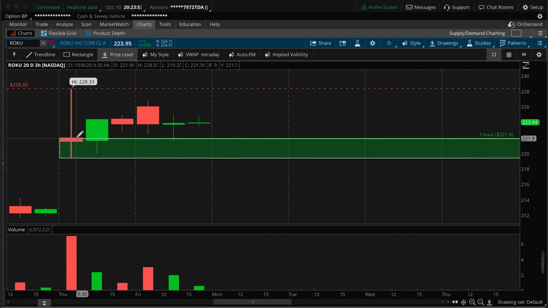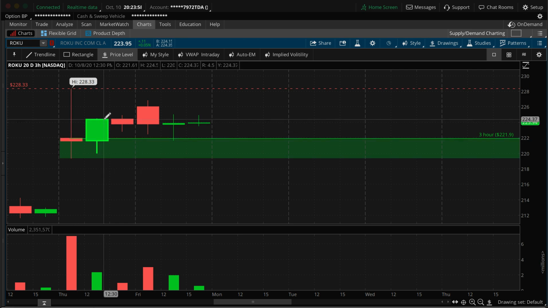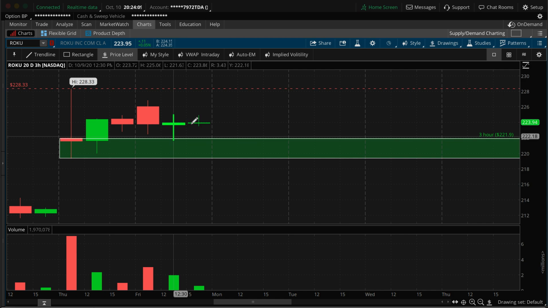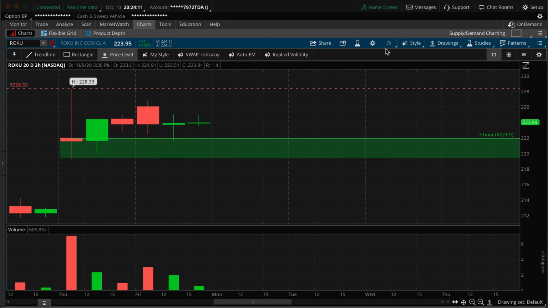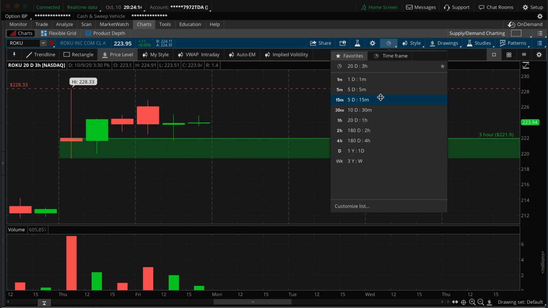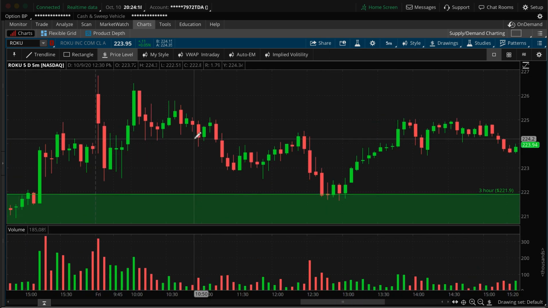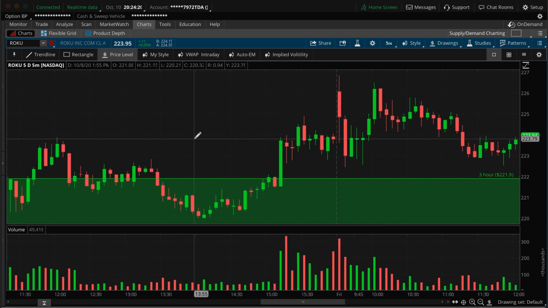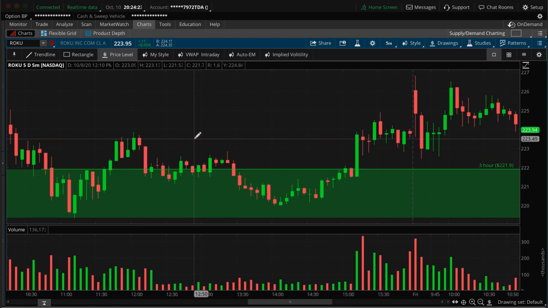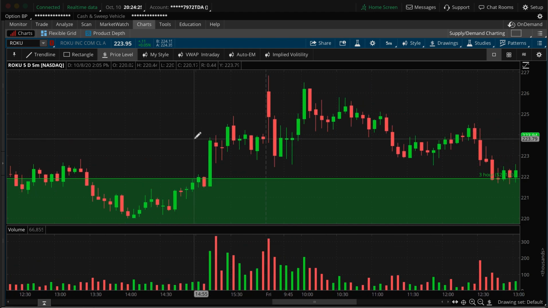It wasn't the strongest zone because we rallied from 221 to 224. So it was only a $3 move. But as you can see, on Friday, we came down, tested this zone, and then bounced from that zone. So if we look at a smaller time frame, we can look on Friday. We were in this zone for those 3 hours, just hovering in this zone on Thursday.